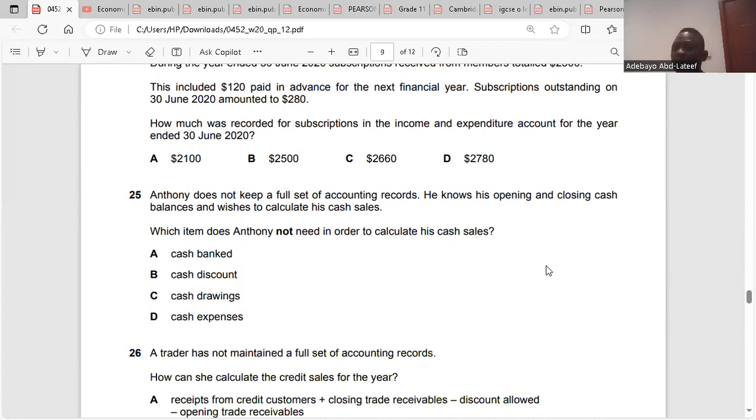Anthony does not keep a full set of accounting records. He knows his opening and closing cash balances and wishes to calculate his cash sales. The only thing that he's not going to calculate is the cash discount. The rest will be cash. Is it clear? Because cash discount goes with prompt payments to his suppliers, not with him. Did you get it? Yes. It's the supplier that will calculate cash discount, not him. Trade discount for him. For him, trade discount, yes. Yeah. Clear? Yes. 26.